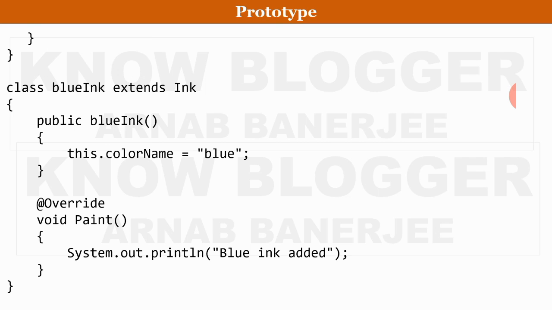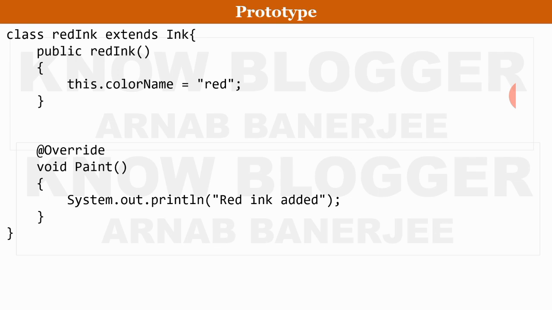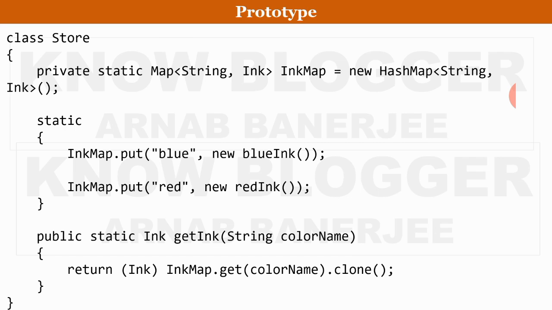Next we are defining a concrete class BlueInk and it is extending the Ink abstract class. In the BlueInk constructor we are defining the colorName as blue and we are overriding the paint method and we are just going to print the string "blue ink added". Next, RedInk is a concrete class and it is extending the Ink abstract class. In the constructor we are defining the colorName as red and we are overriding the paint method and we are just going to print "red ink added" as a string.